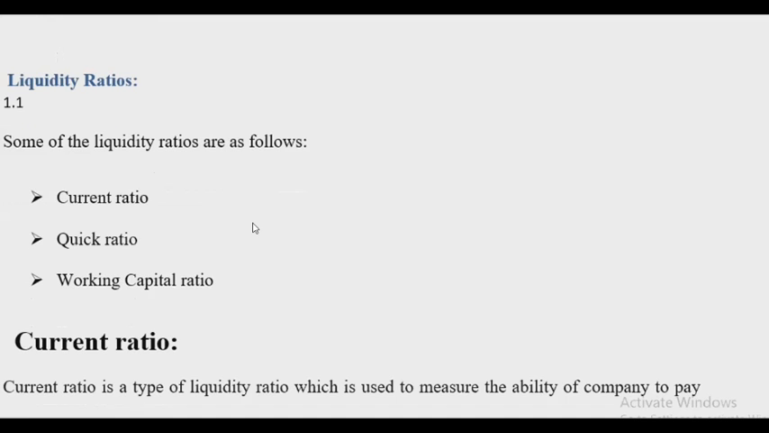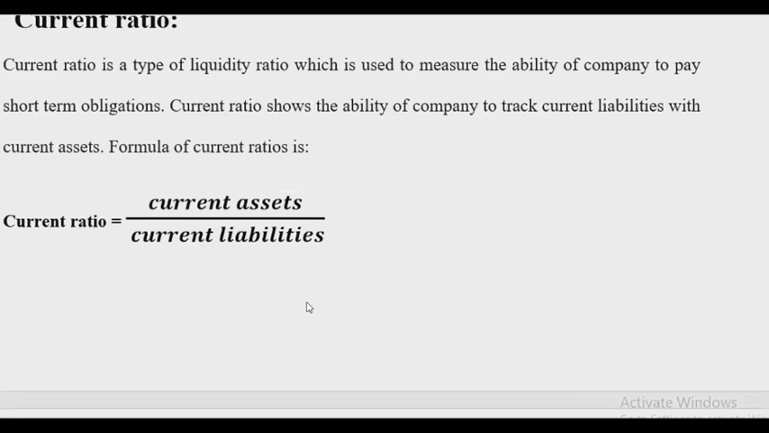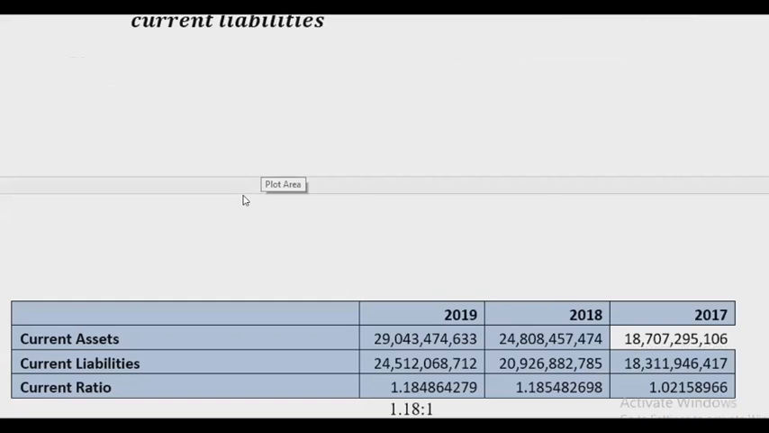So the first formula is the current ratio. The current ratio tells you, are you able to pay your short-term obligations from your current assets? The formula is current assets over current liabilities. Now, from where will these figures be taken? The statement of financial position is here to give you the data relating to current assets and current liabilities.